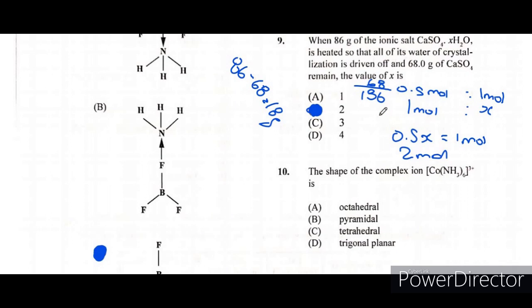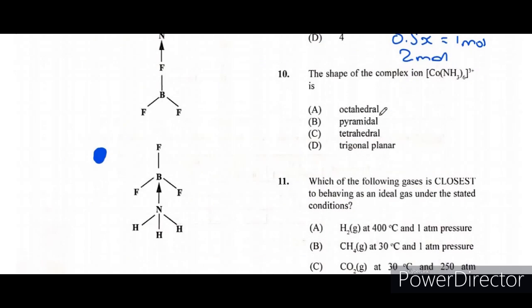Alright, number 10 says the shape of the complex ion is, alright, looking at the coordination number, it's 6, so it's an octahedral complex. So number 10 is A.